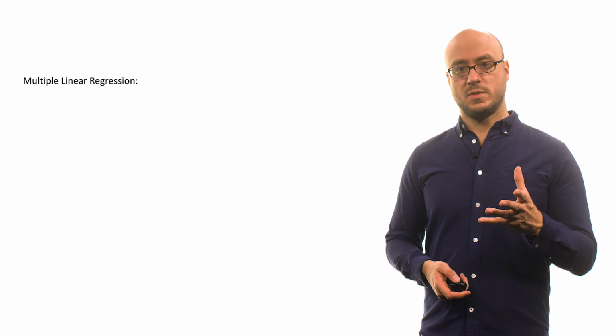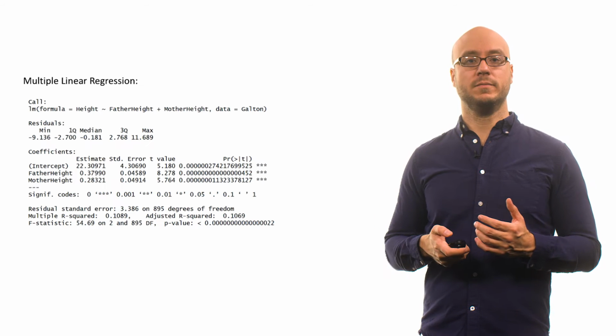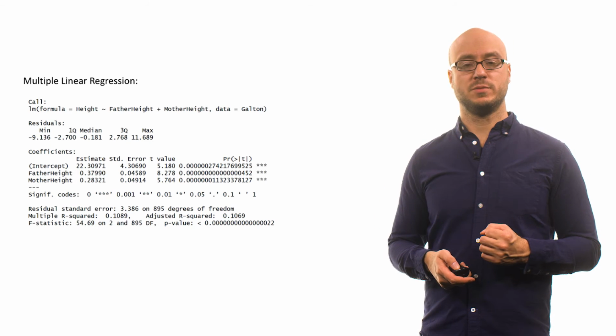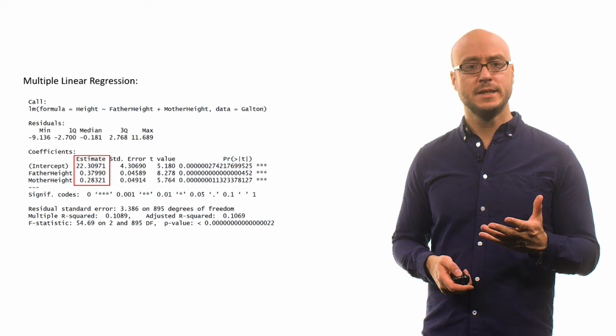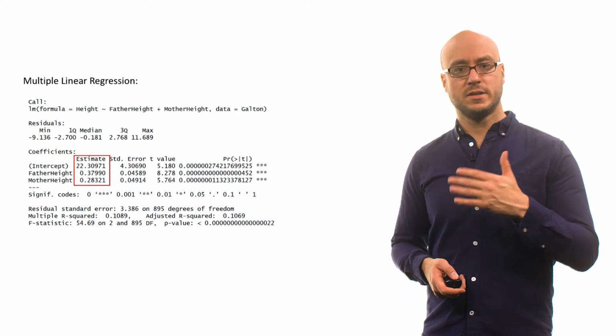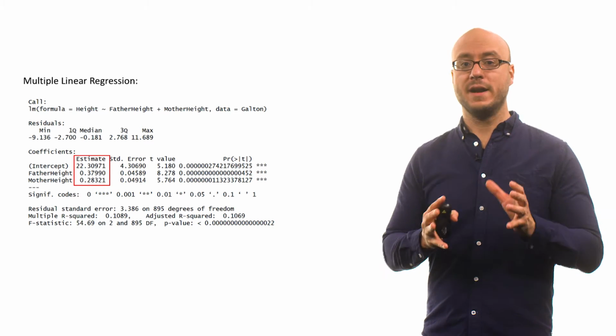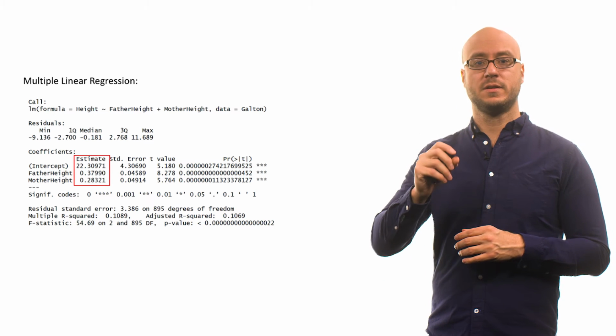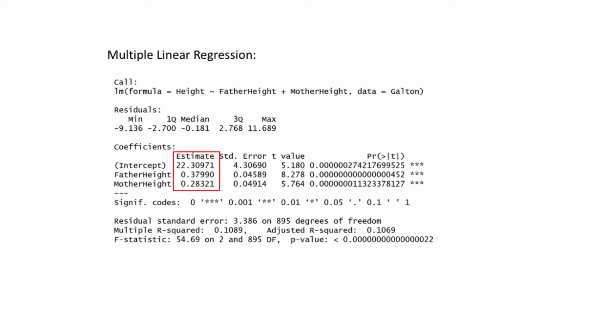A multiple linear regression model would include mother's height as well. So this is a multiple linear regression model. The output is really the same: the call, the residuals, the format of the output. The residuals, intercept, slopes and t-values will be a little bit different, but the overall format is the same. We just see another row, such that we have an intercept, but we also have the slope of fathers and the slope of mothers.